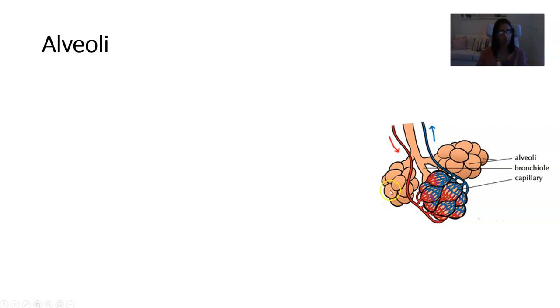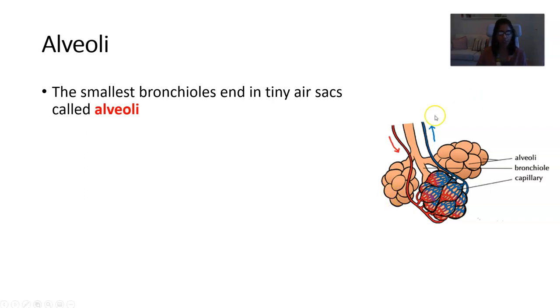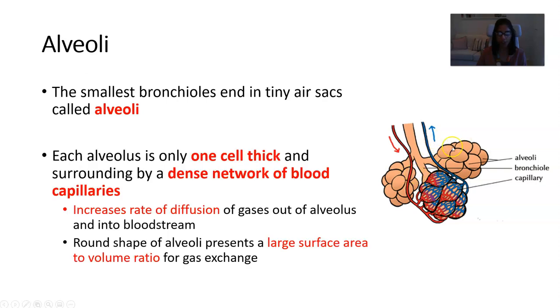Okay, so now we're on to the alveoli. This tube here is a terminal bronchiole, and it ends in these clusters of alveoli, which are tiny air sacs. What's really important about the alveoli is that they're only one cell thick, which means there's a very thin layer between them and the blood vessels surrounding them. The reason this is significant is because it increases the rate of diffusion.